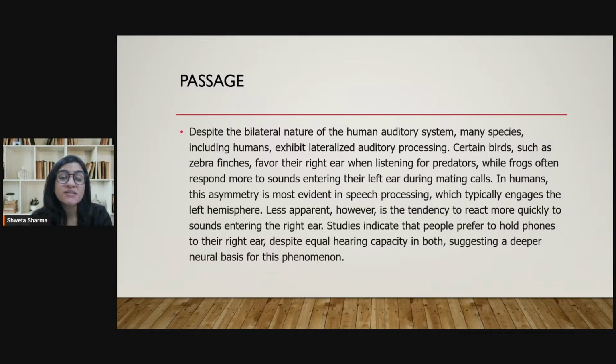So in humans, this asymmetry is most evident in speech processing, which typically engages the left hemisphere. So it's like which part of the body is more engaged in certain situations. Less apparent, however, is a tendency to react more quickly to sounds entering the right ear. Studies indicate that people prefer to hold phones to their right ear despite equal hearing capacity in both, suggesting a deep neural basis for this phenomenon.